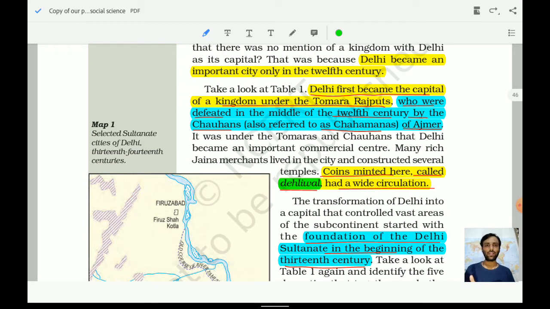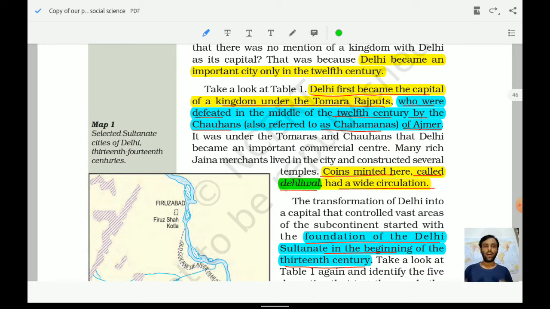In the last chapter we have already seen how Prithviraj Chauhan initially in 1191 defeated Muhammad Gauri, but in 1192 Gauri defeated Prithviraj Chauhan. We will understand these developments, how they happened and what the consequences of these battles were for the future development of the Indian subcontinent, right?